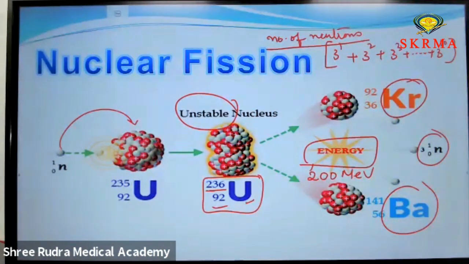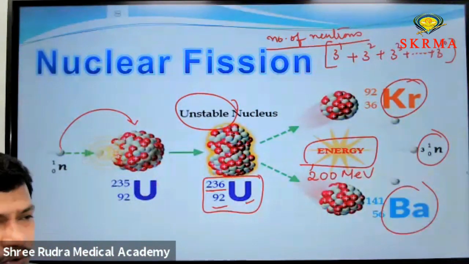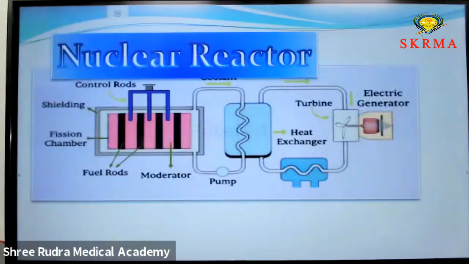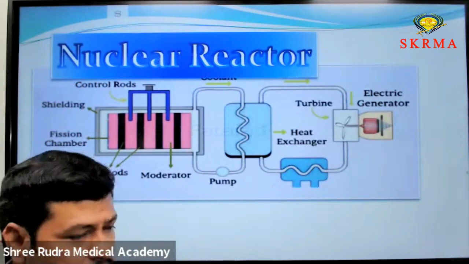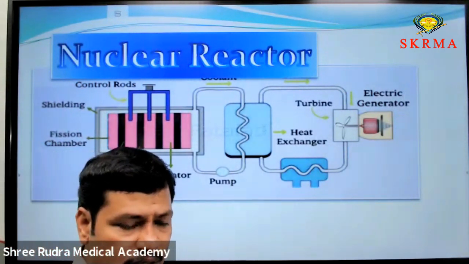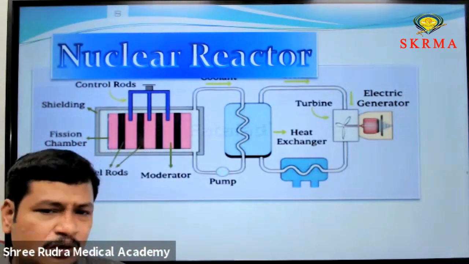This is the basic mechanism in the nuclear fission process. The basic thing is that a heavier nucleus splits into lighter nuclei. The next concept is how a nuclear reactor works. This is also based upon the nuclear fission process, in which the reaction is controllable.